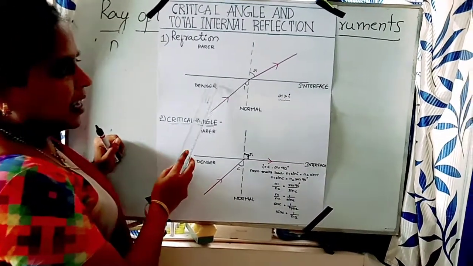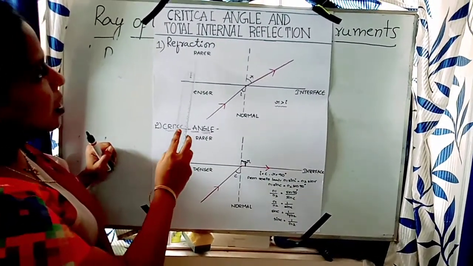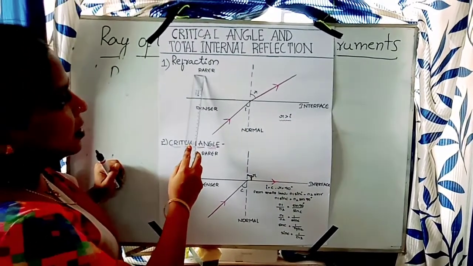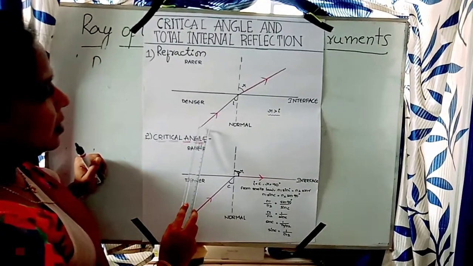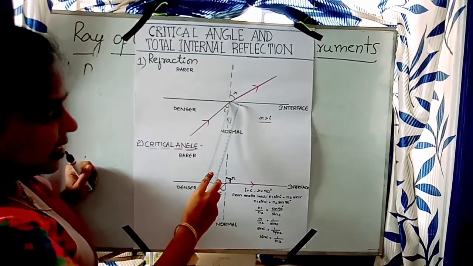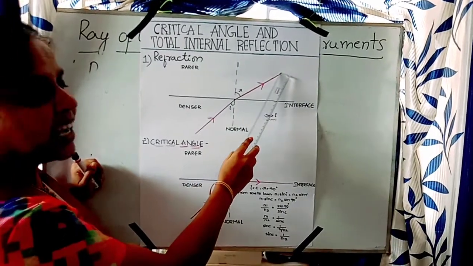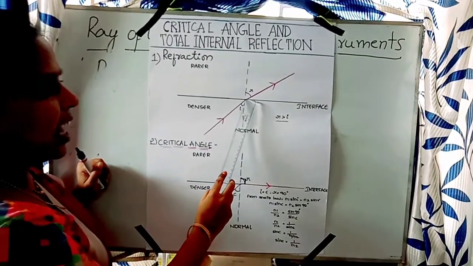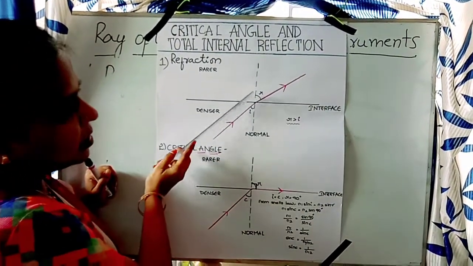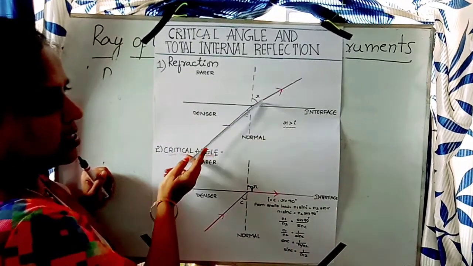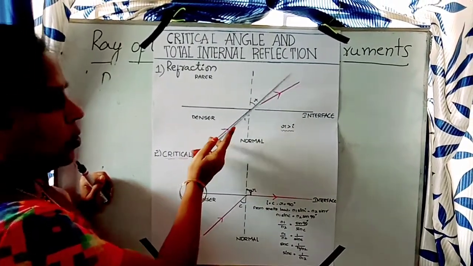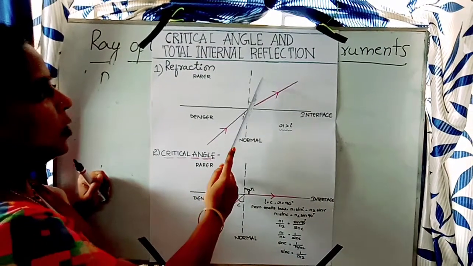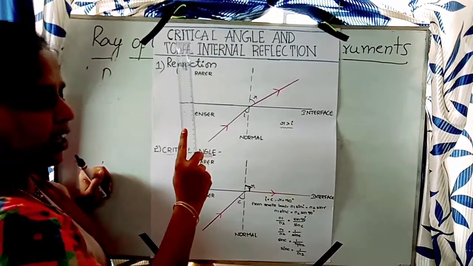Look at this diagram. This is about refraction. This is the denser medium and this is the rarer medium, and this is the incident ray and this is the refracted ray. And here also the light does not travel in a straight line. It is bending like this. So bending of light which passes from denser medium to rarer medium is called refraction.